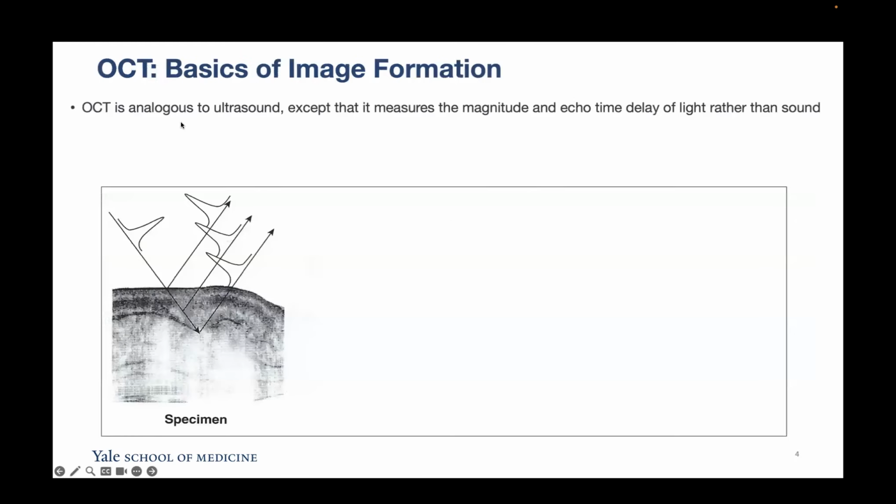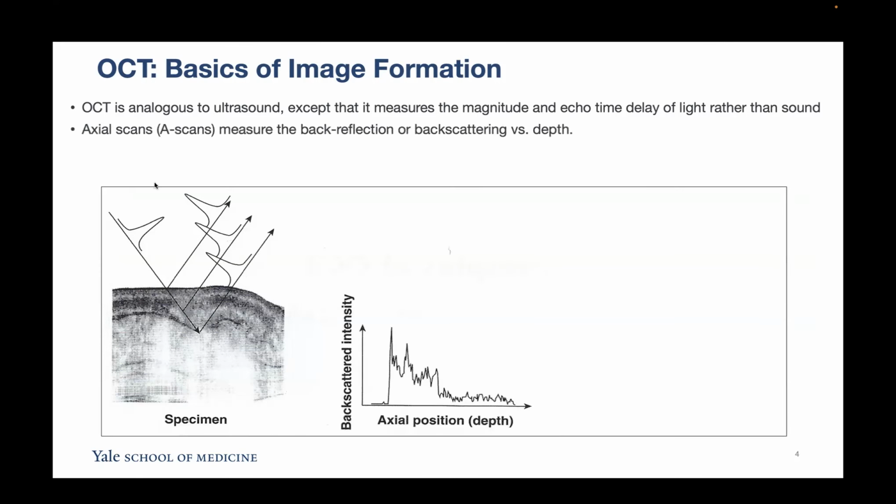So OCT is analogous to ultrasound, except that it measures the magnitude and echo time delay of light rather than sound. And the principle is pretty much the same. You have light traveling from the catheter, it hits the tissue, and depending on the tissue composition, it's going to be reflected back or it's going to penetrate more. So what we measure is the intensity that comes back and the delay that it produces. The later the pulse wave comes, the deeper the structure is in the vessel.